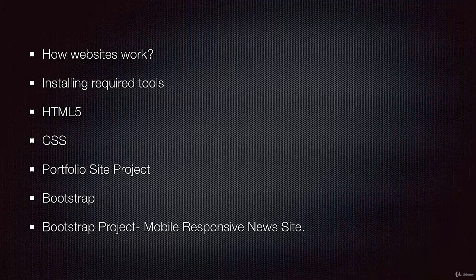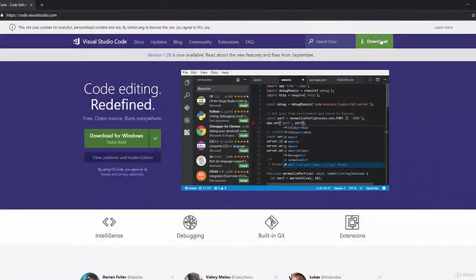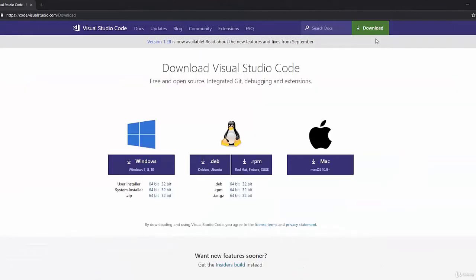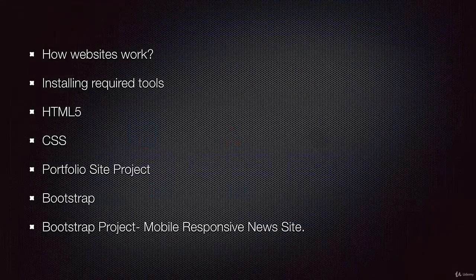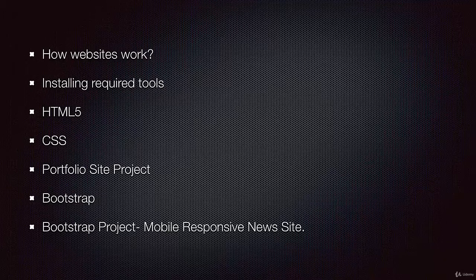Then after we learn the basics of web development, or how websites work, we will install a few tools which we will need to start writing code. We will learn how to install Visual Studio Code, which is one of the best text editors for web development. Then we will learn about HTML5 and CSS, which are some of the basic concepts in web development.